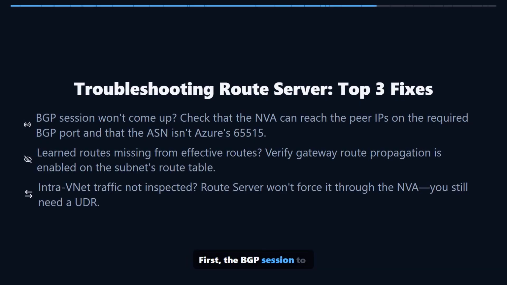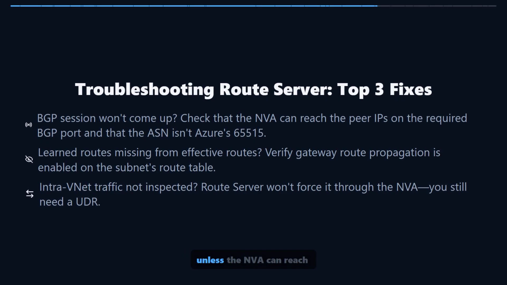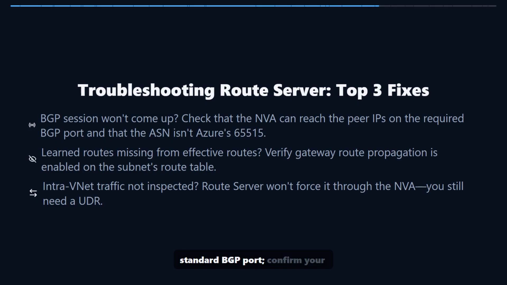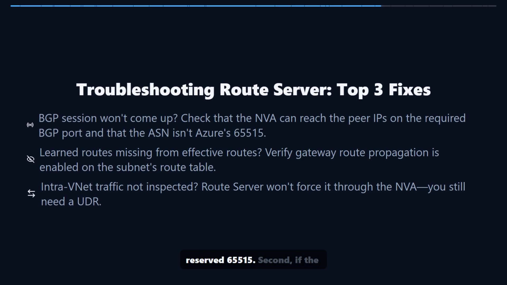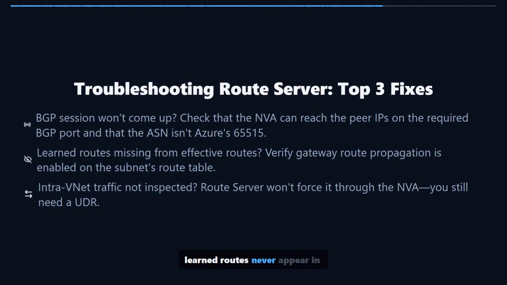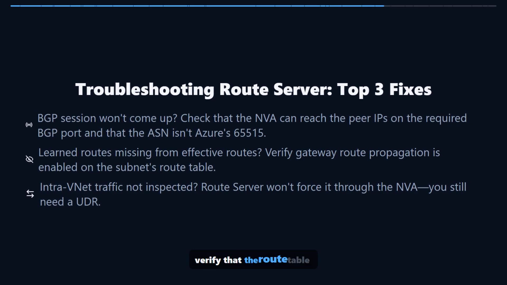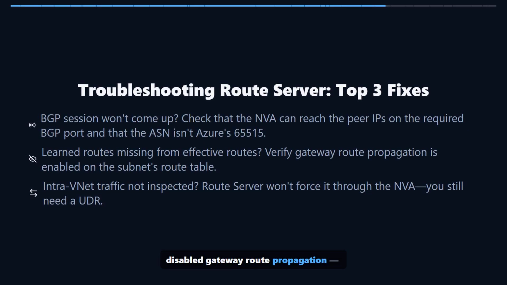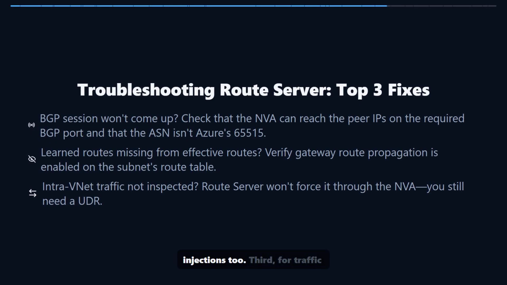First, the BGP session to Route Server won't come up unless the NVA can reach the peer IPs on the standard BGP port. Confirm your NSG allows that traffic, and that the ASN isn't Azure's reserved 6555. Second, if the learned routes never appear in the spoke VM's effective routes, verify that the route table attached to that subnet hasn't disabled gateway route propagation. That switch blocks Route Server's injections too.